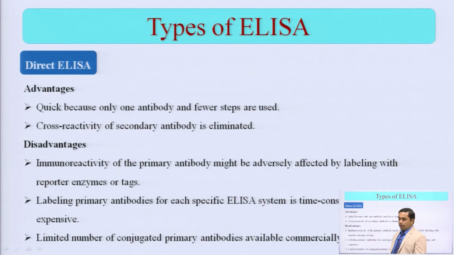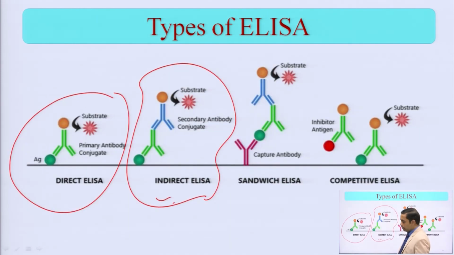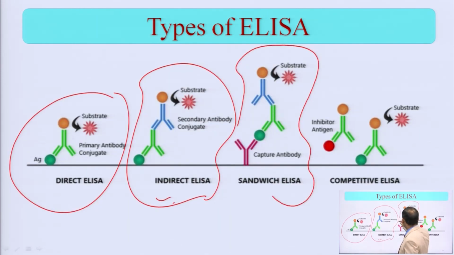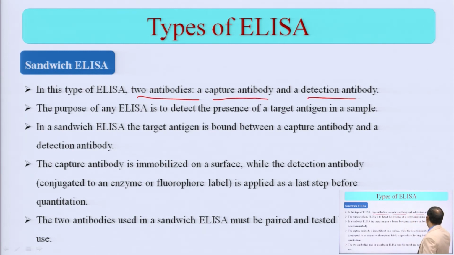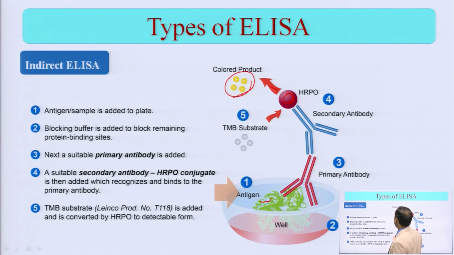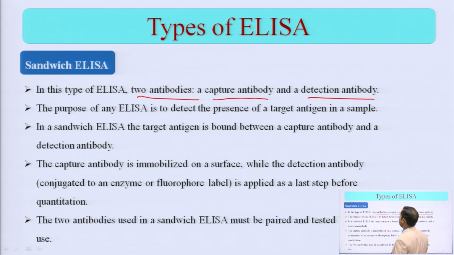Now, I have told you about another kind of ELISA, the sandwich ELISA. Let me tell you about the sandwich ELISA. You have to understand that in this type of ELISA, two antibodies, a capture antibody and a detection antibody, are used. In indirect ELISA we also use two different antibodies, but here the picture is slightly different. Here the capture antibody and detection antibody are used.